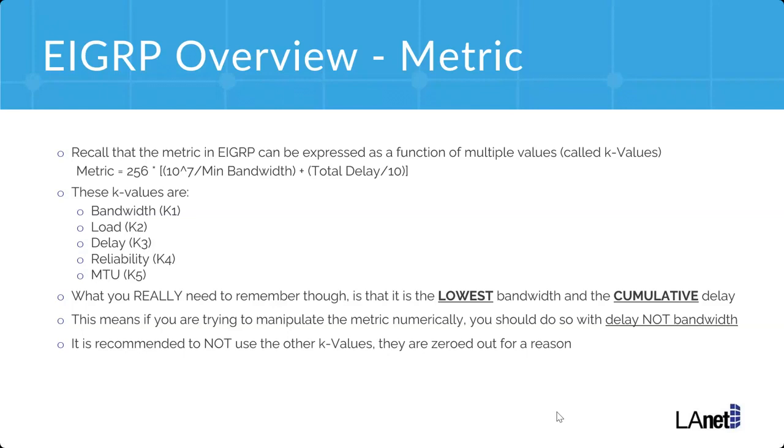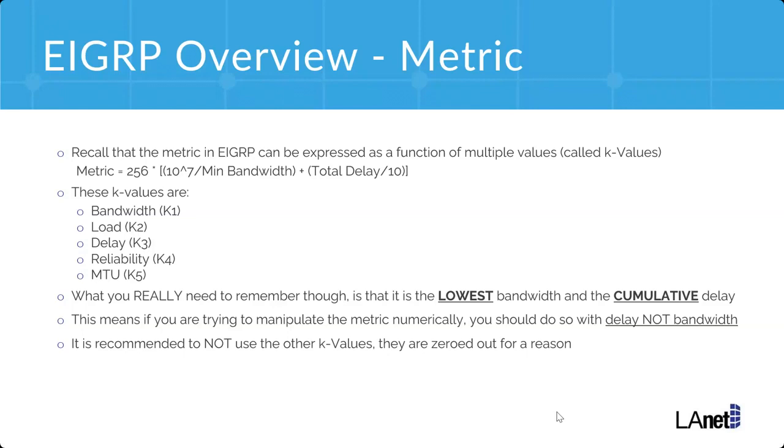So again, to me, if you're going to cert up, you need to know how this is actually calculated. You need to know how to mess around with these K values and what those implications are. However, if you're being practical minded, which I often am, really just remember it's the lowest bandwidth in the cumulative delay. And remember, it's not the total bandwidth. It's only the minimum bandwidth.